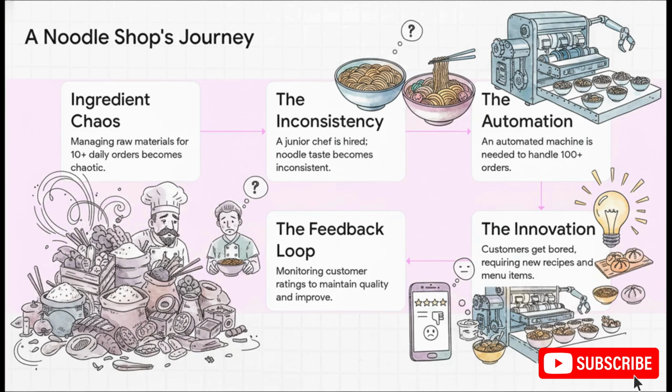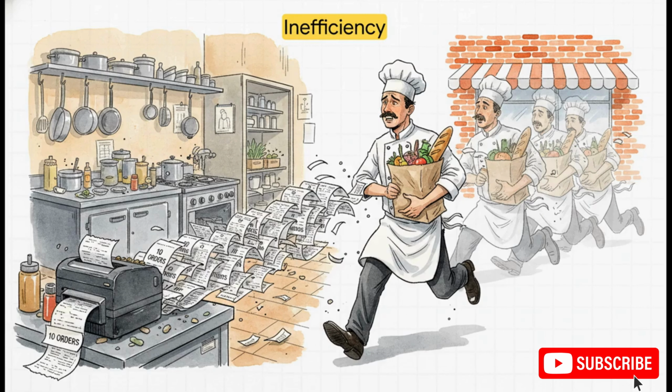You see, as the noodle shop gets popular, it runs into a bunch of problems, and each one of these problems is actually a perfect mirror for the challenges that MLOps solves. Let's walk through it. Okay, problem number 1. The shop is getting popular, 10 orders a day. But now the chef is running to the store for every single order to get fresh ingredients. It's total chaos, and it's just not sustainable.